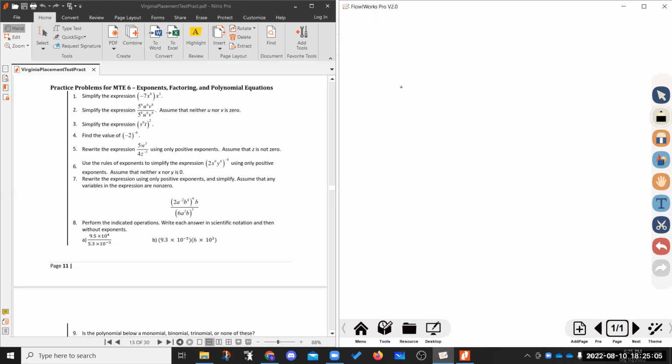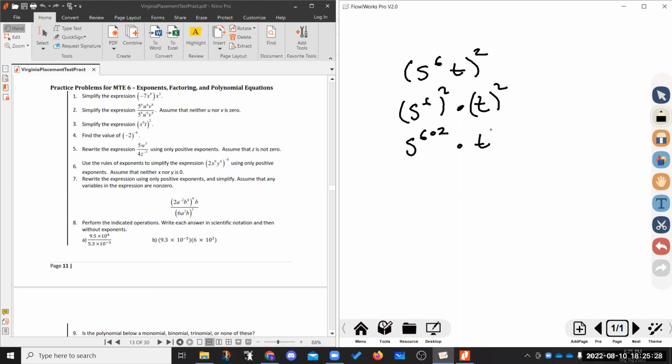Number 3 asks me to simplify the expression s to the 6th t, all raised to the 2nd power. Well, that's going to be s to the 6th raised to the 2nd times t raised to the 2nd, because when I raise a power to a power, I multiply the exponents. That's 6 times 2, and that's 1 times 2. So this is 12. And this is 2.